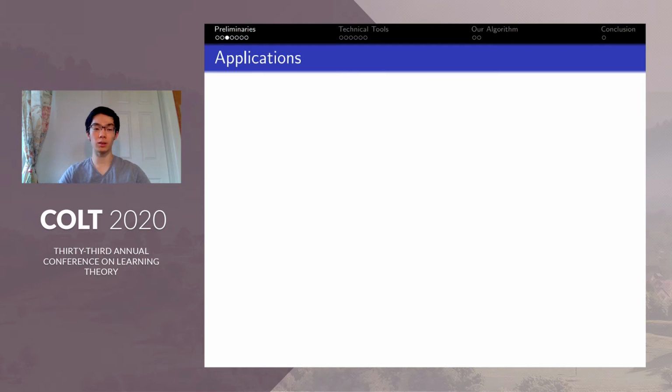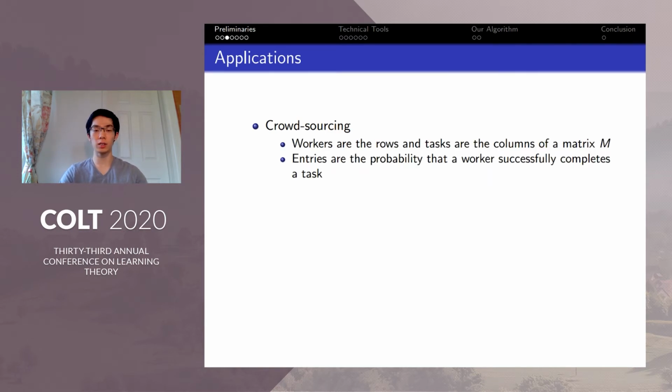The problem that we just posed has several applications. For instance, in crowdsourcing, we can consider a set of workers and a set of tasks. The rows of the matrix are represented by workers, and the columns correspond to tasks. The entries of the matrix are the probability that a worker successfully completes a certain task. Note that some tasks are inherently more difficult than others, and some workers are inherently more skilled than others. That's where the permutations come in.